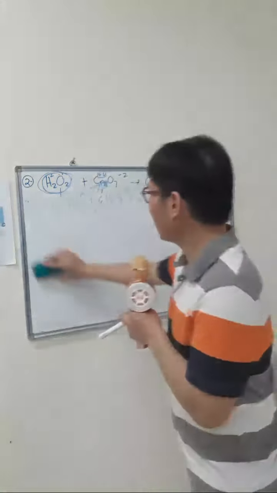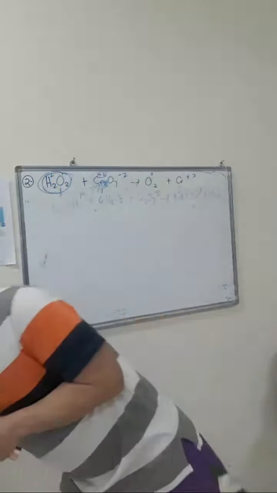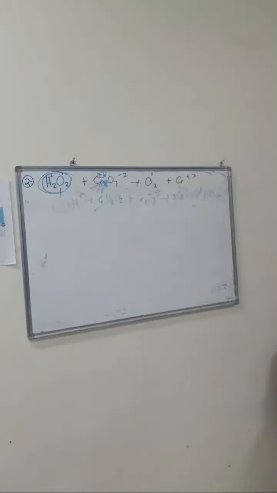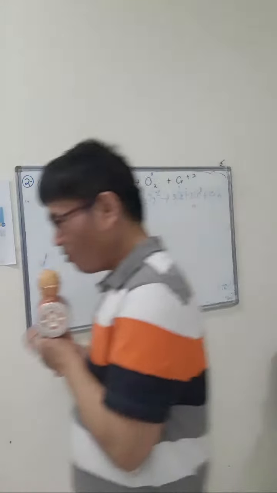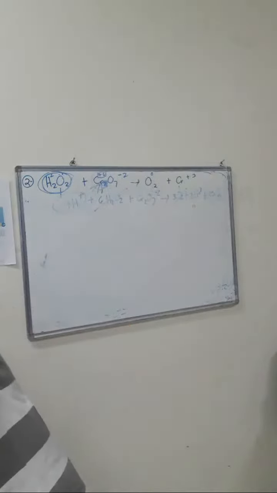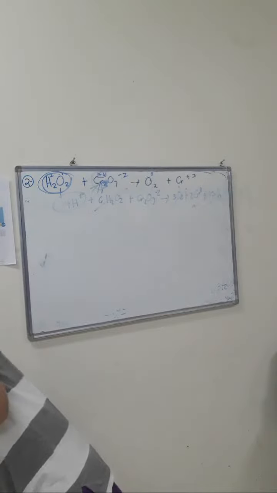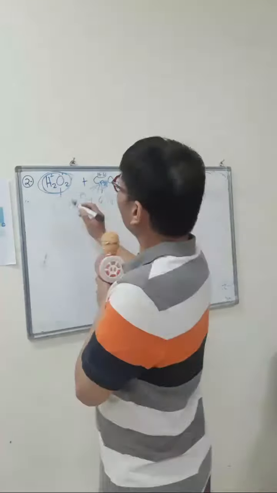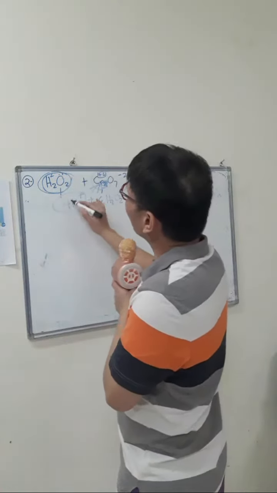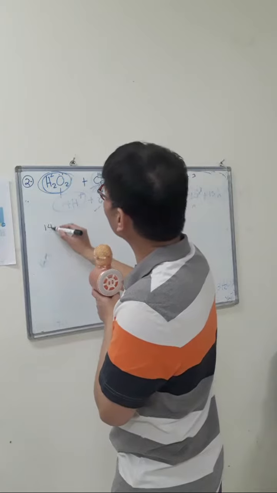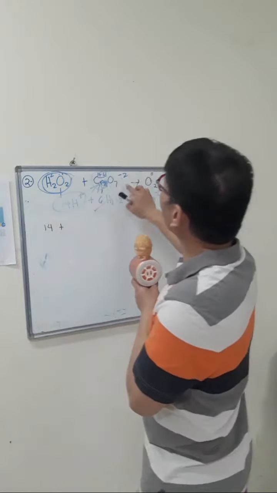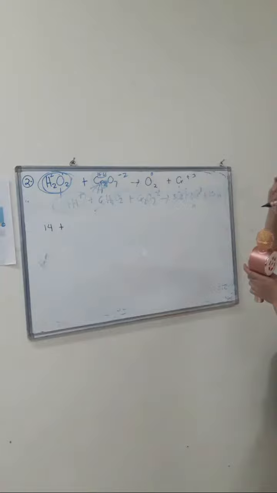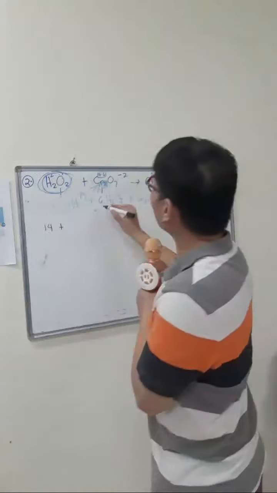Okay, for the charges balancing. So, 14 times 1 is 14. And 6 times 0 is really 0, right? Yes, 0. So, cancel.